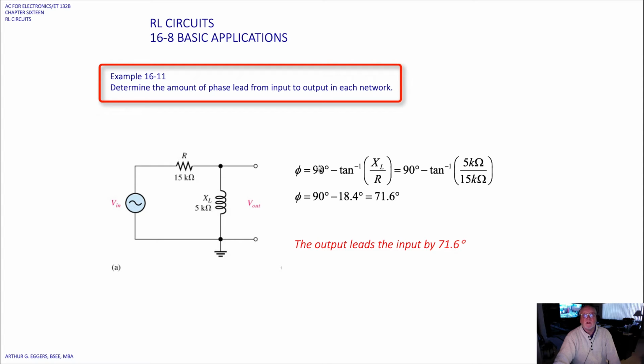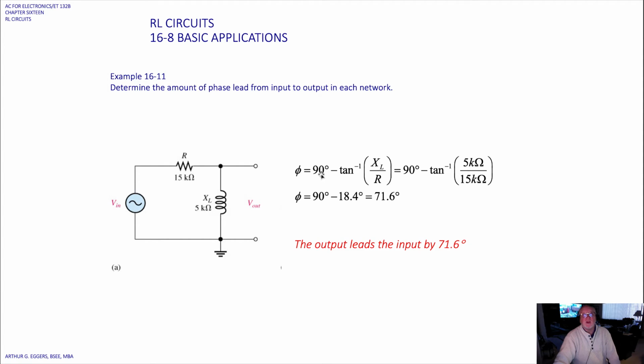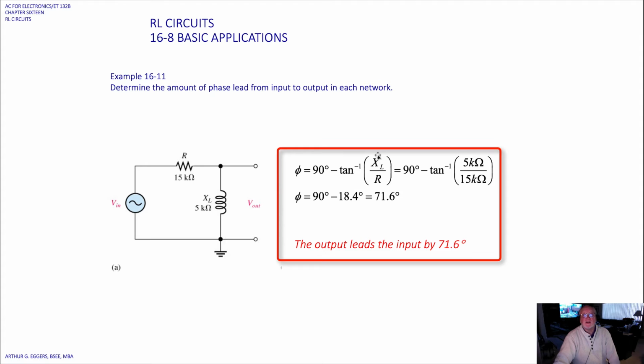Looking at an example here, determine the amount of phase lead from the input to the output on the network. So phi is equal to 90 minus the inverse tangent of X sub L over R, and we end up with an angle of 71.6. So in this case, the output leads the input by 71.6 degrees.